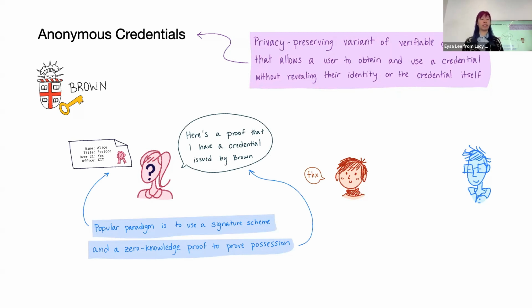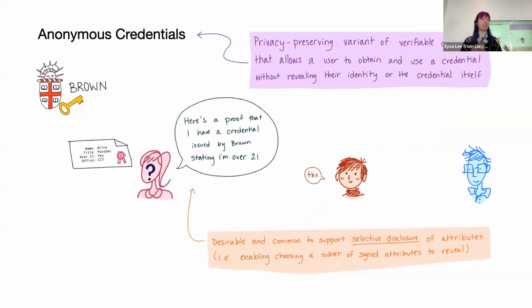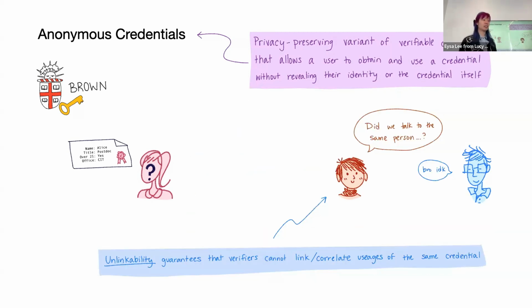Some important properties here: unlinkability, which means that these verifiers can't tell that they saw the same credential, and they can't even tell that it's the same person who was using their credentials. So you can't link different usages, you can't track people. If the same person goes to the same service twice, should these two be linkable? They should not be linkable. Even if I have one credential and I keep using it with the same person, they shouldn't be able to tell that it's me with my one credential.